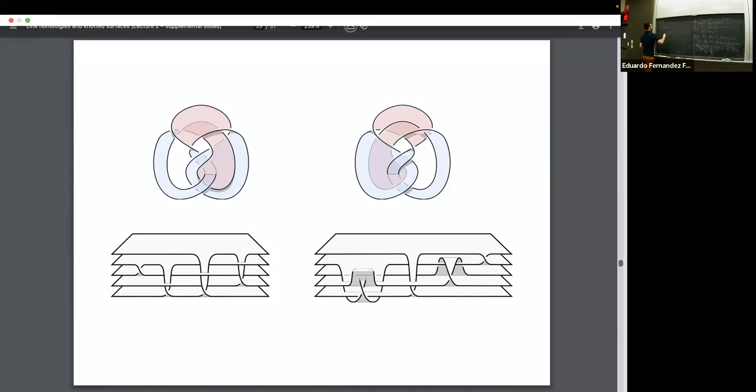Recall from the exercises, or if you haven't seen it, recall right this moment, that a braid beta in the n-stranded braid group is quasi-positive if it's a product of conjugates of the standard positive Artin generators.